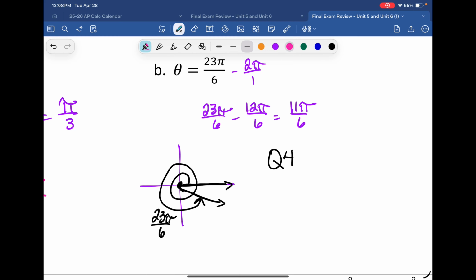Okay, it has to be between 0 and 2 pi. So that is your coterminal angle. Same terminal and initial side, just different measure.